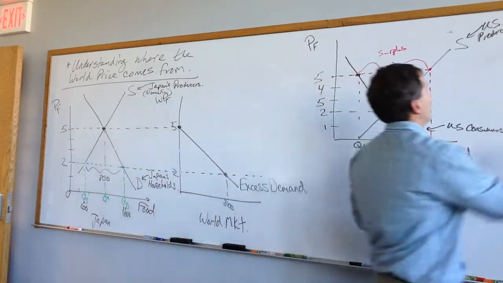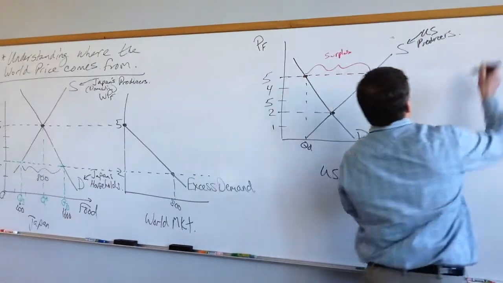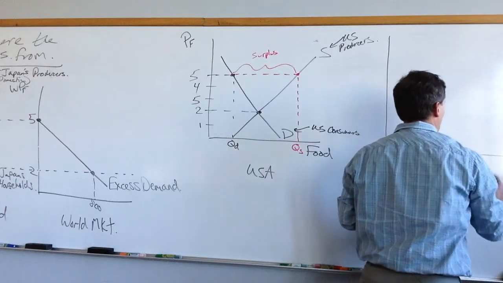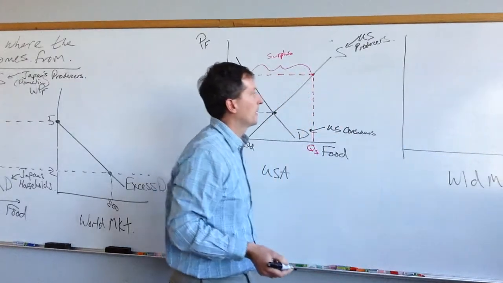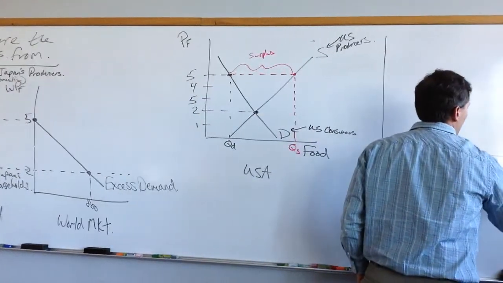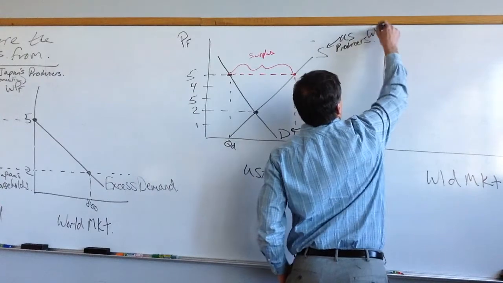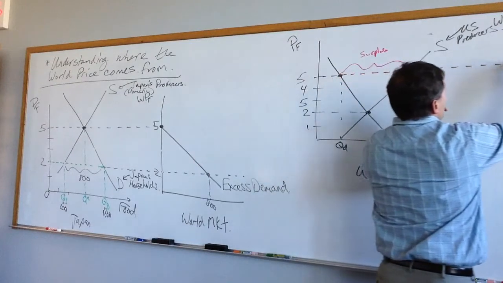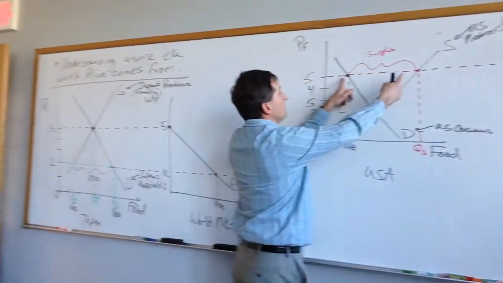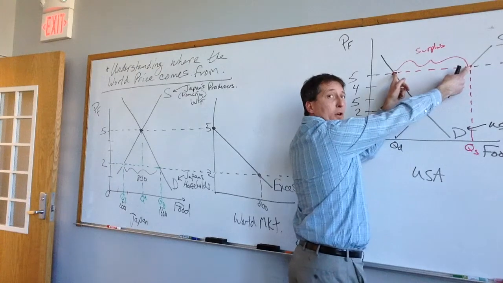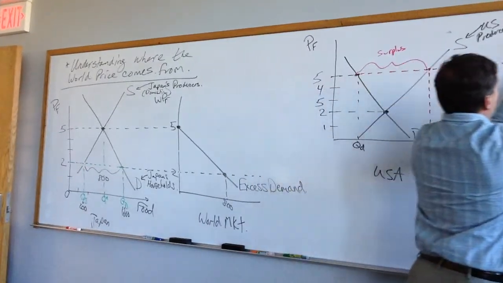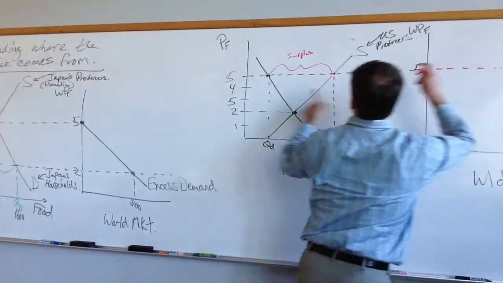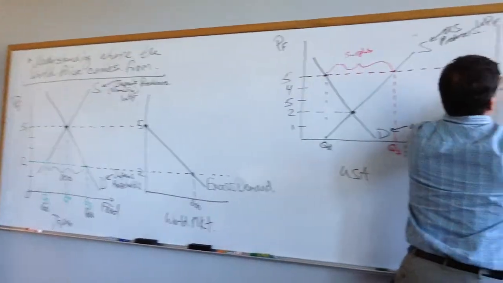However, what if there was a world market to sell that food on? And we're looking at the world price of food. At a price of 5, they have this extra food that they're going to now supply to the rest of the world. So this distance here ends up being equal to this horizontal distance. Boom.